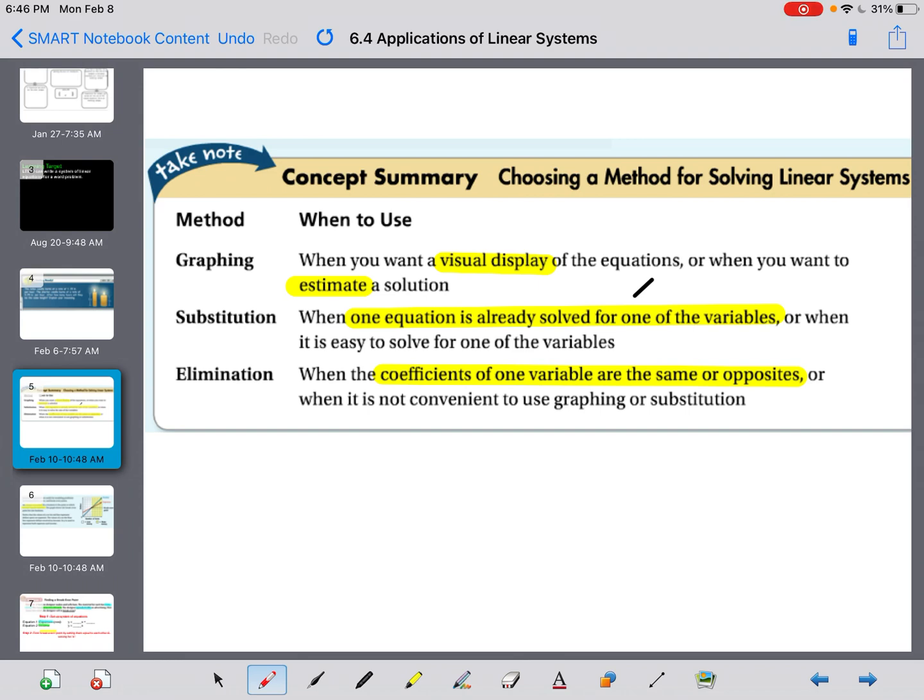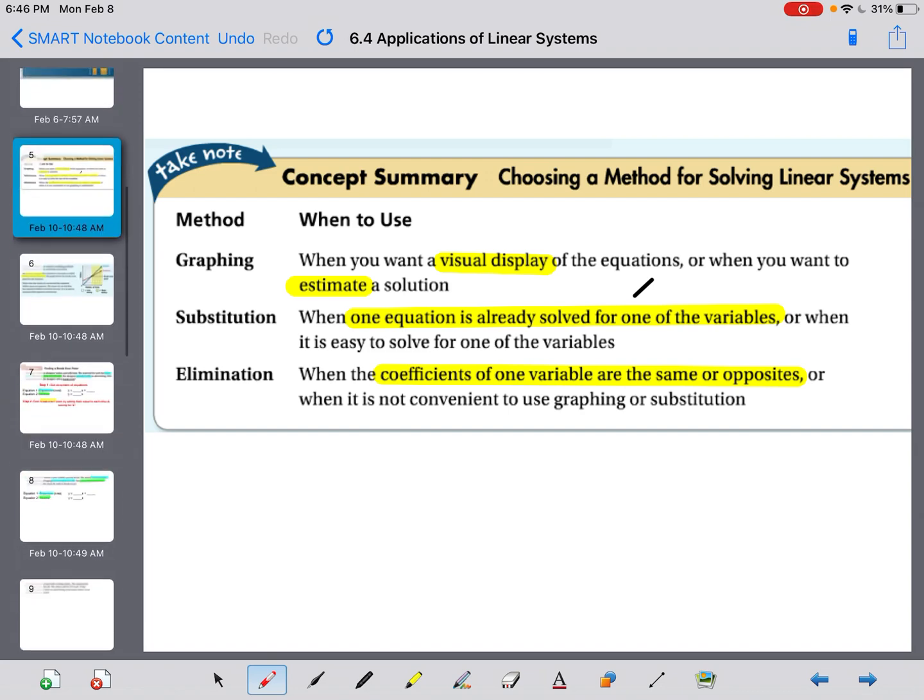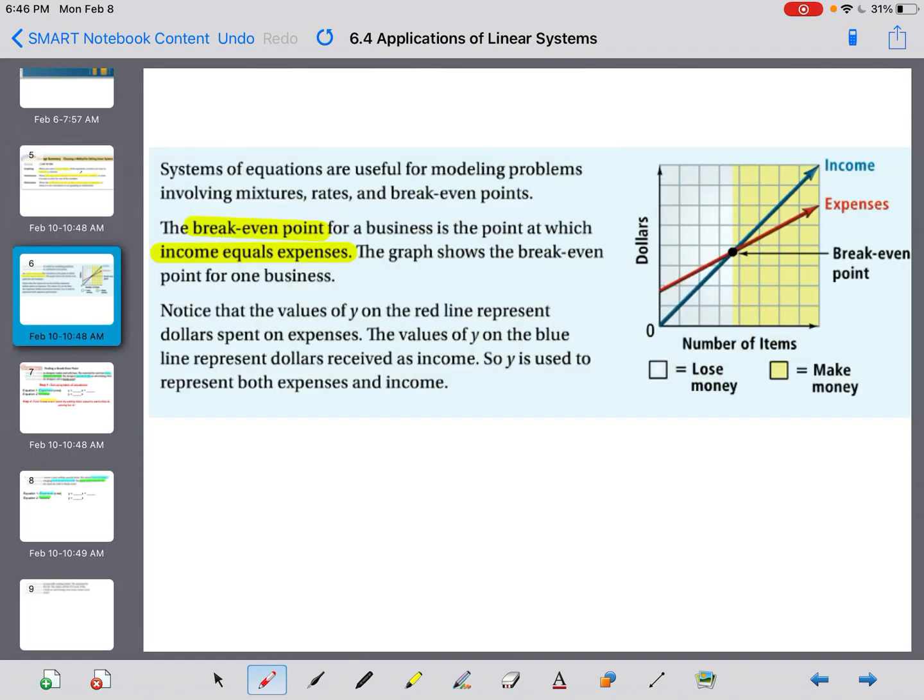And elimination is when the coefficients of one of the variables are the same or the opposites, or if it's not convenient to use the other two. So remember that when you're choosing how to solve your systems. Systems of equations are useful for modeling problems that have rates, mixtures, or break-even points. A break-even point for a business is when our income, or how much money you make, is equal to your expenses, how much money you have to spend.